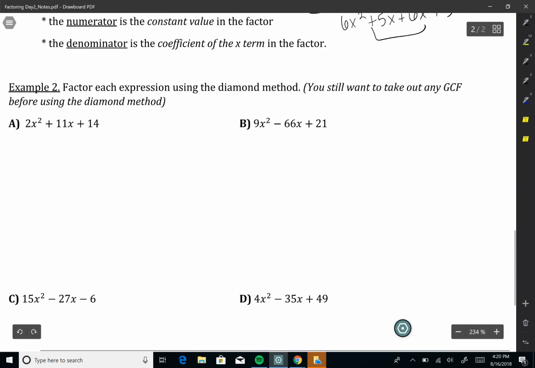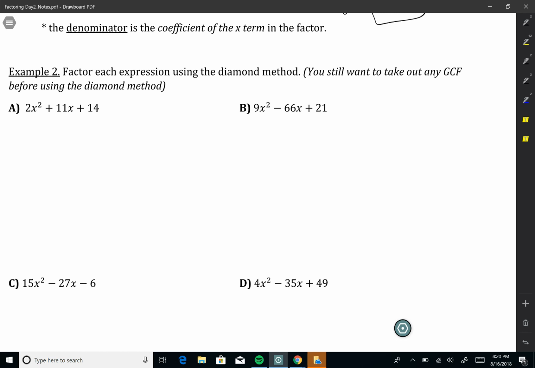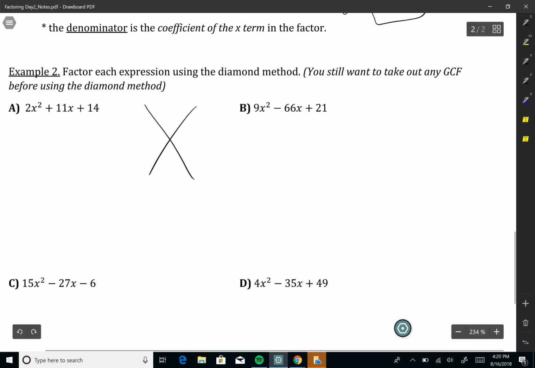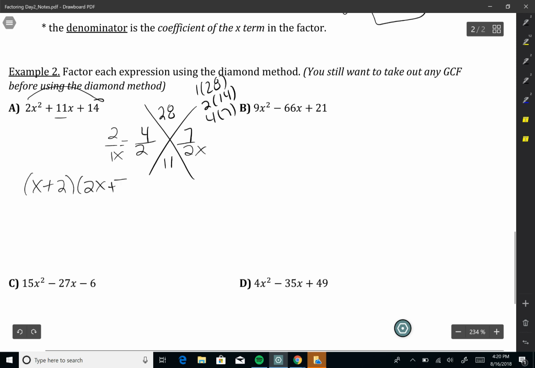I'll do this again with one more, and then I'll talk more about it in class. So diamond method, we put our b value in the bottom, we multiply a times c, and we put that in the top. Then we ask ourselves, what multiplies to the top number, 28, and adds to 11? 1 and 28? No. 2 and 14? No. 4 and 7? Yes. Then, once we've done that, we divide those by the a term and reduce if possible. This reduces to 2 over 1. Your denominators are your x's, and so I have x plus 2 times 2x plus 7.